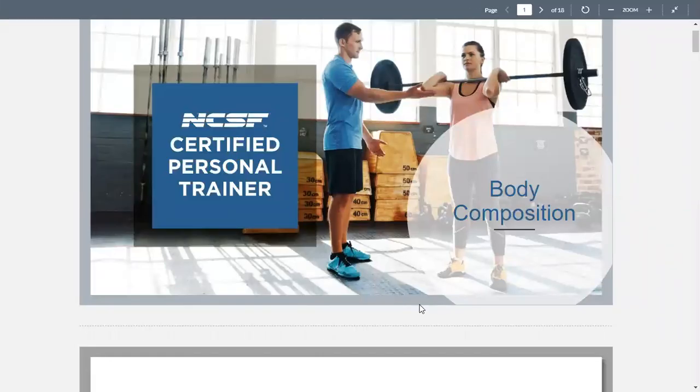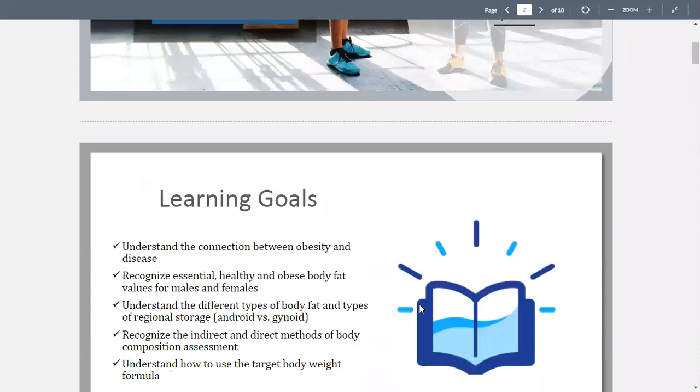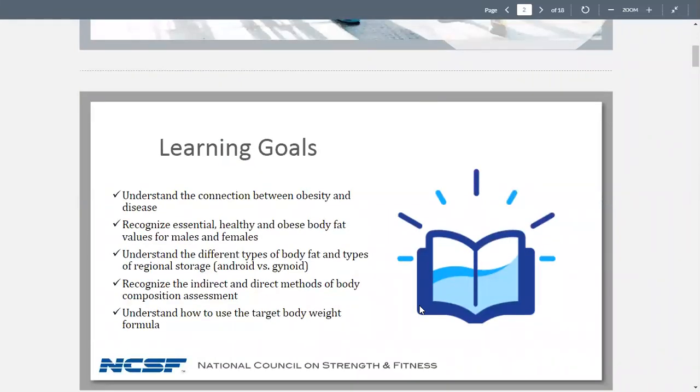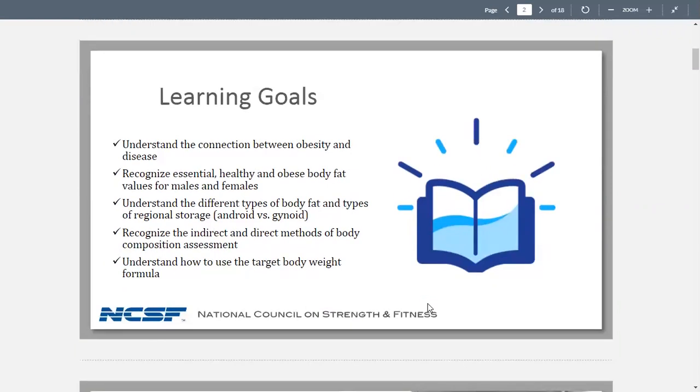We're going to talk about body composition according to the NCSF Certified Personal Trainer. Learning goals: understand the connection between obesity and disease, recognize essential, healthy, and obese body fat values for males and females, understand different types of body fat and types of regional storage, android versus gynoid, recognize indirect and direct methods of body composition assessment, and understand how to use the target body weight formula.